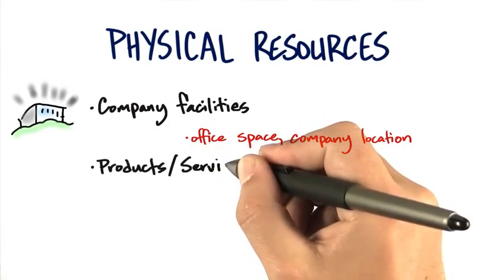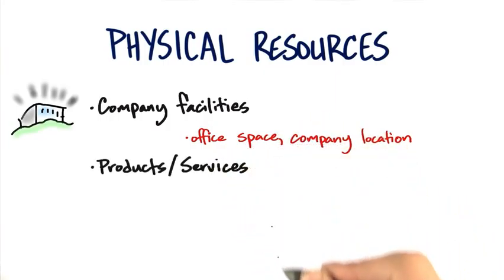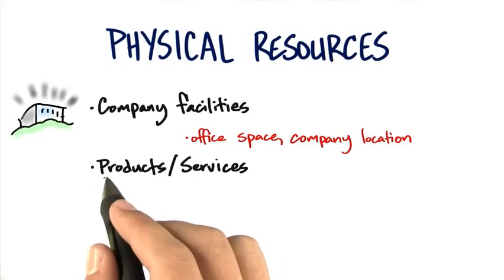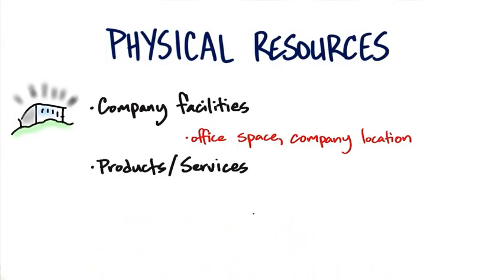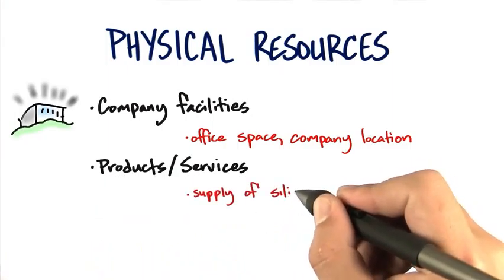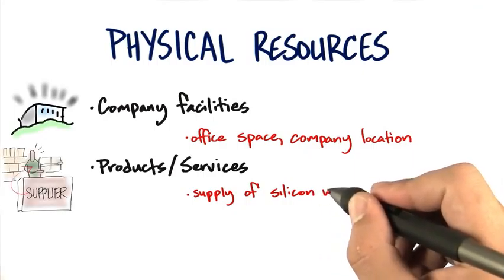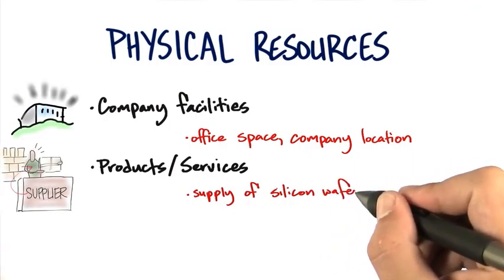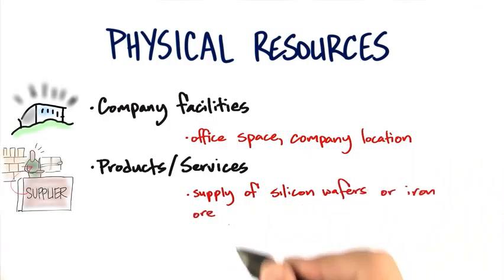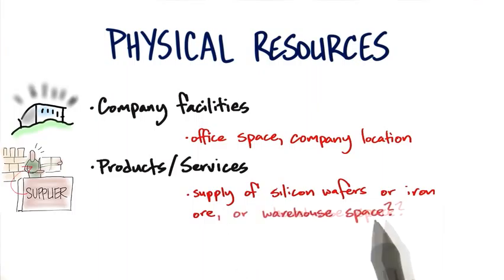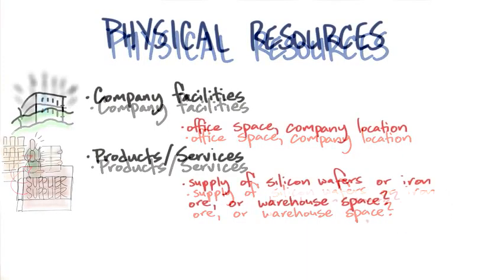The second part of physical resources: where are you going to get the supply for your product and services? So, for example, if you're making silicon, who's going to be your silicon wafer supplier in the value chain? Or if you're making steel, where are you going to get the iron ore? Or are you going to need thousands of square feet of warehouse space if you're going to set up a distribution center?